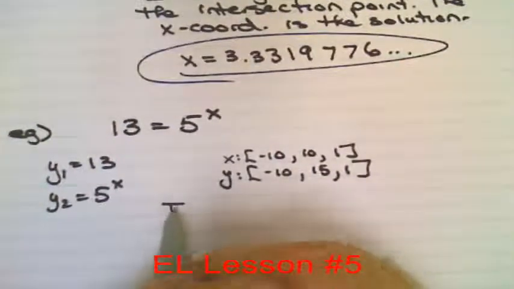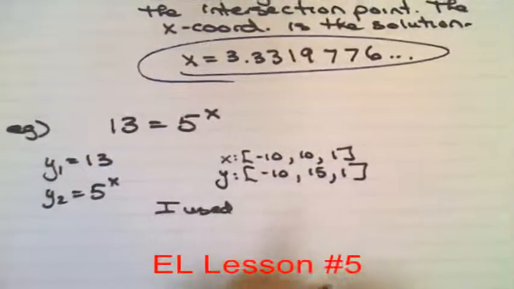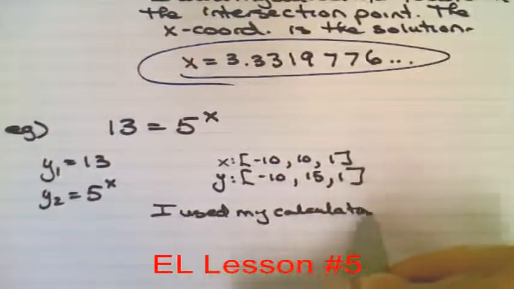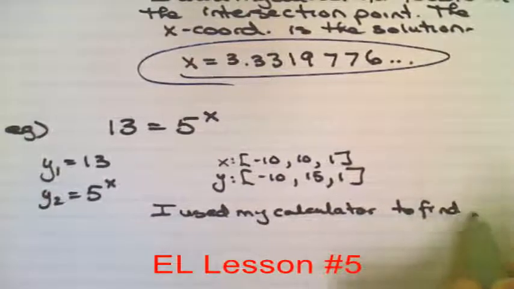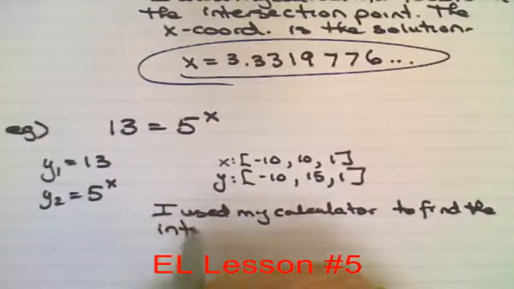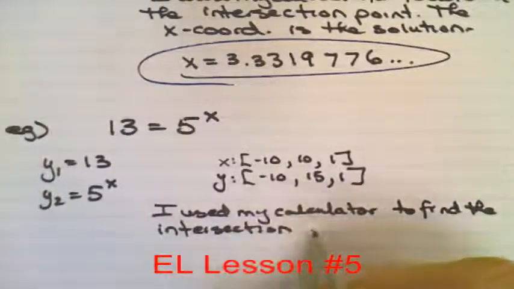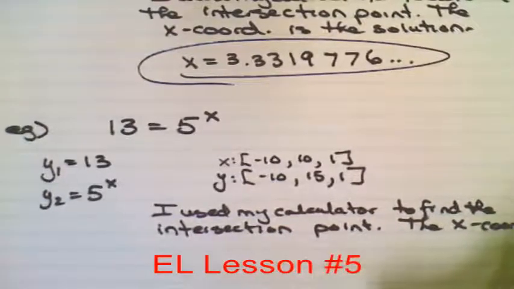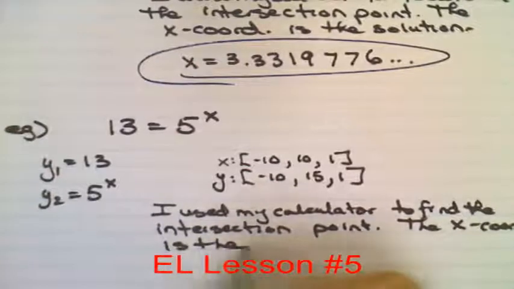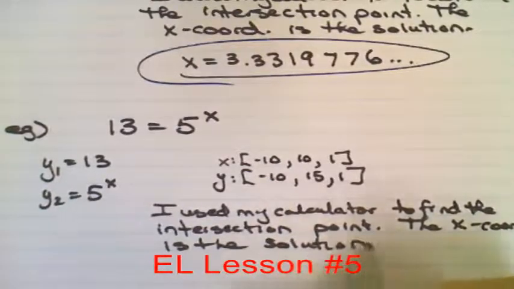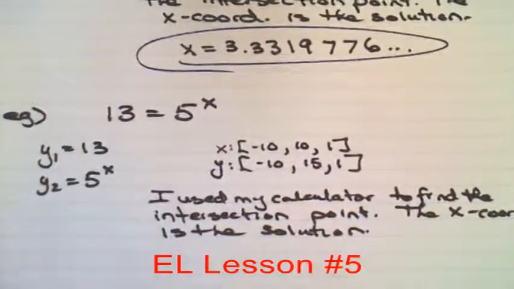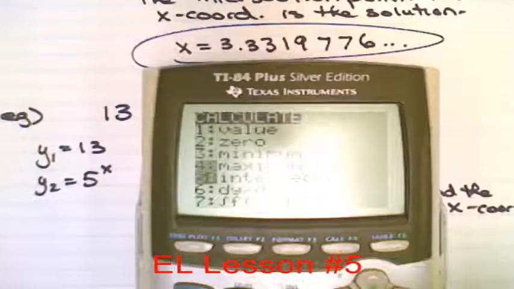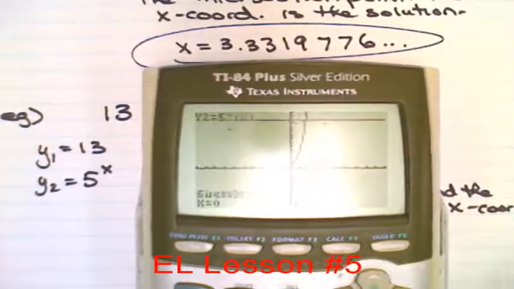Okay. So now I take this window, copy down the window from negative 10 to 10 by 1. And my y window is from negative 10 to 15 by 1. You can do all sorts of things if you want. I used my little canned sentence. And this gets tiring to write out if you're doing multiple graphical solutions, but it's the same thing. I used my calculator to find the intersection point, the x-coordinate is the solution.